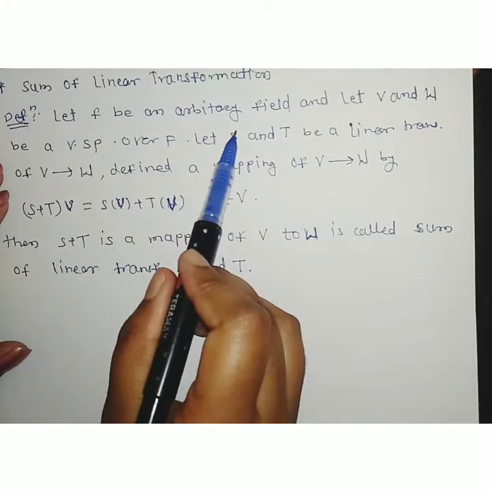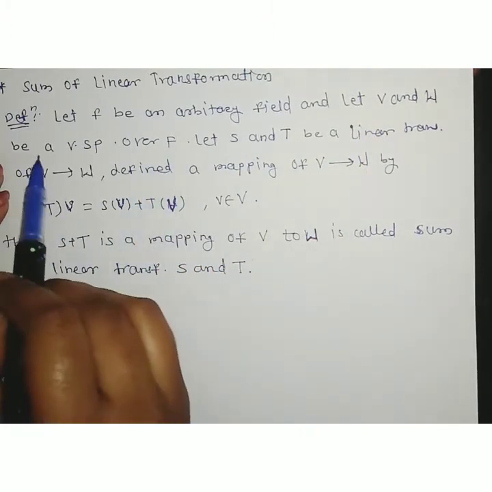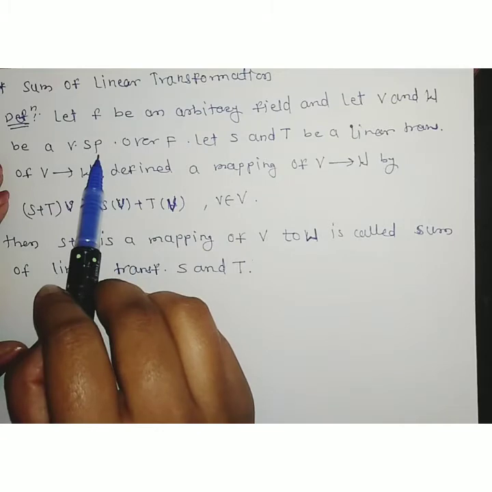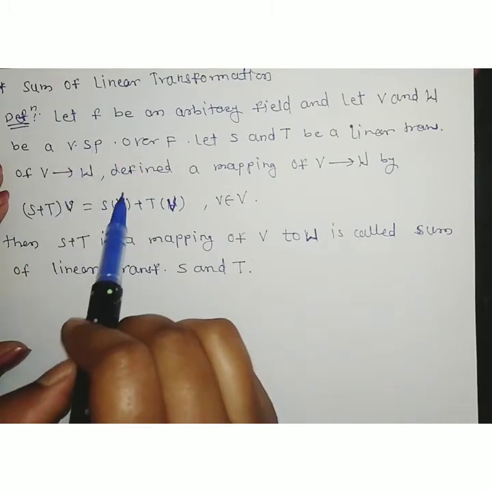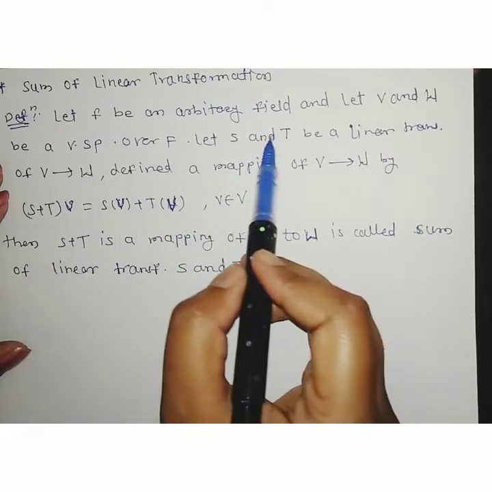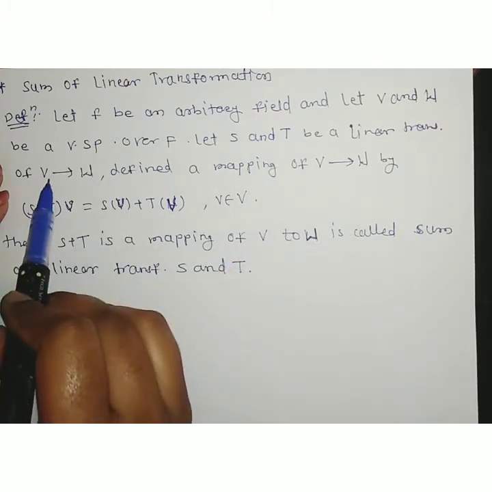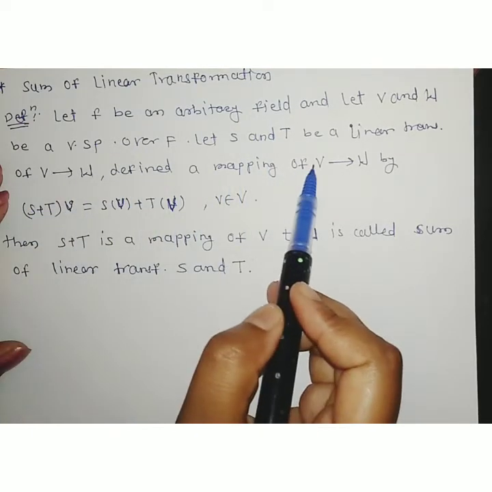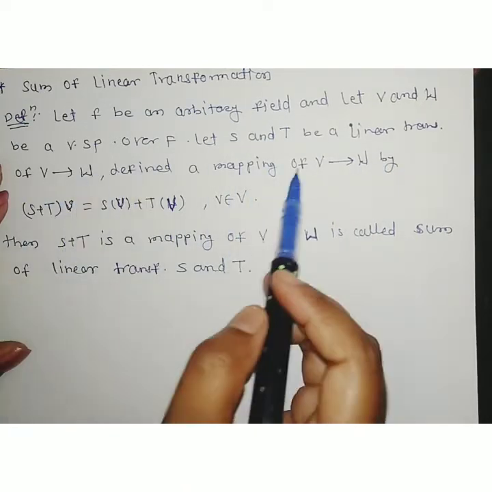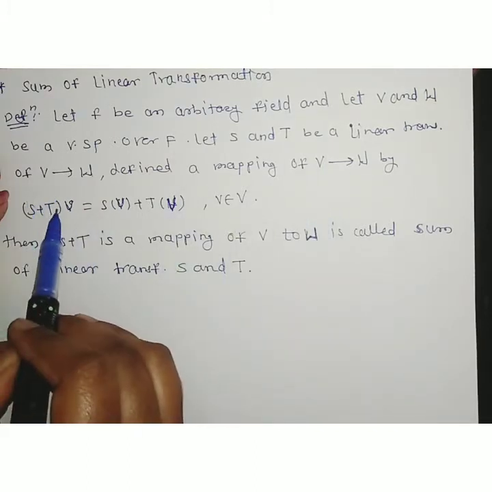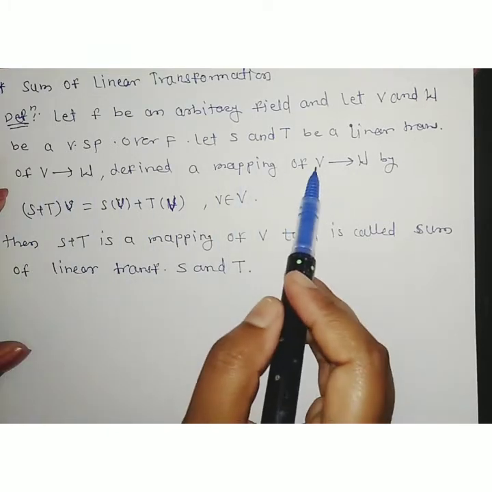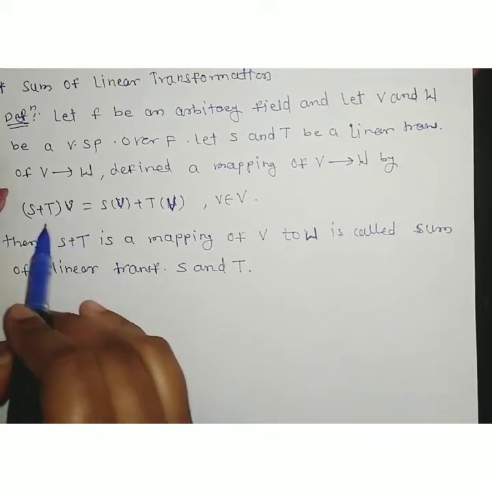Let F be an arbitrary field and let V and W be vector spaces. We have F as an arbitrary field, and V and W are vector spaces over that field F, and let S and T be linear transformations from V to W. S and T both are linear transformations from V to W, then we define another linear transformation S plus T from V to W, which is again a linear transformation.